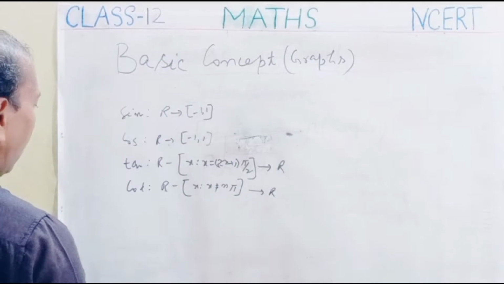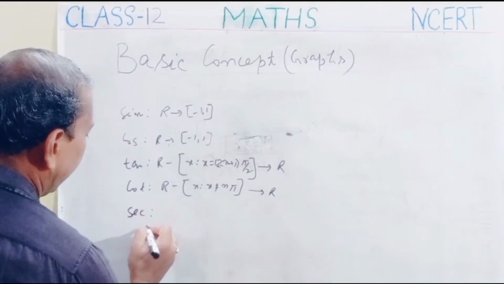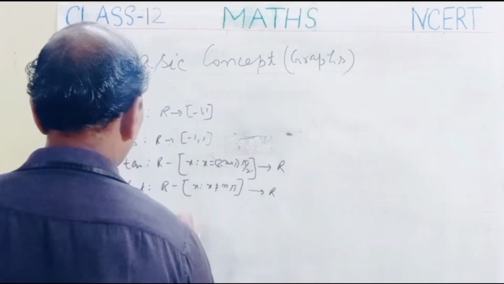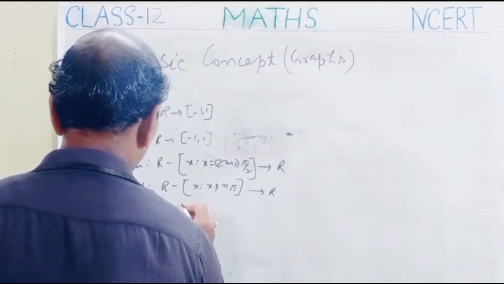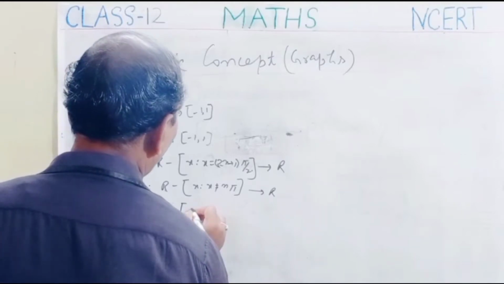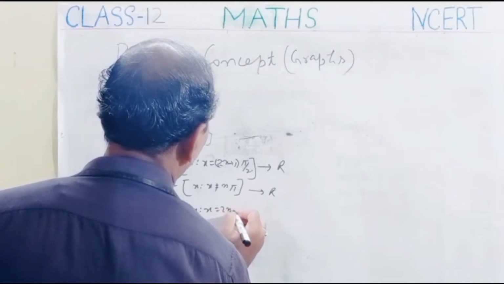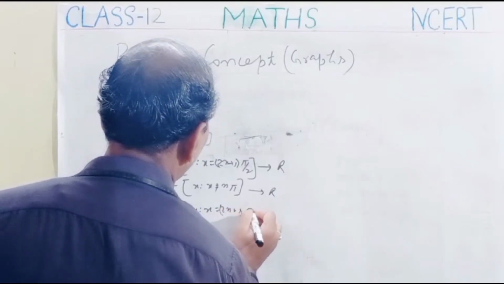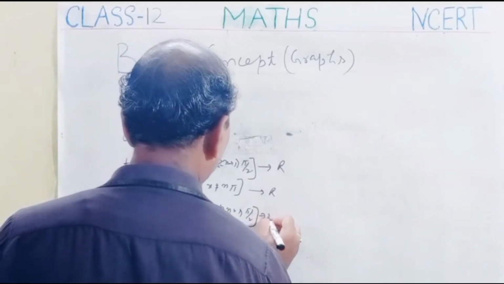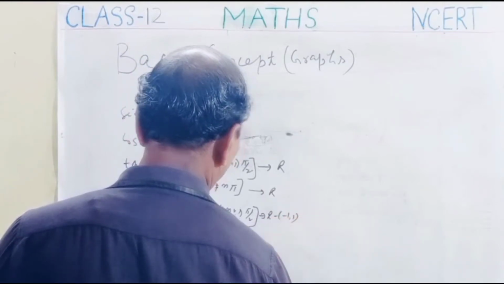After that we have two more, that is sec and then cosec. In the sec also, the range is R, but its values will not be included, where x is equal to (2n plus 1) pi by 2. So it is in the real numbers R, and -1 and 1 will not be included.